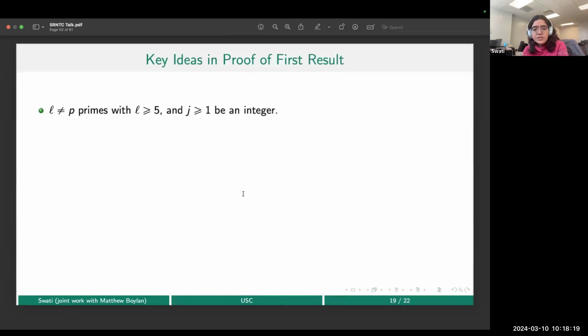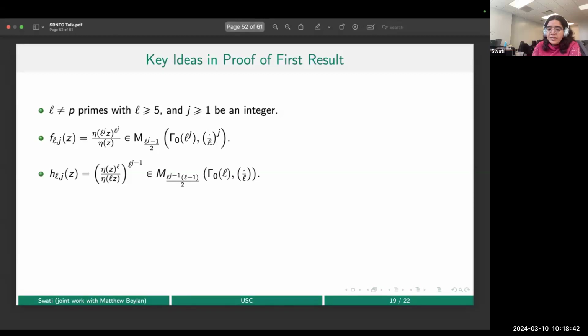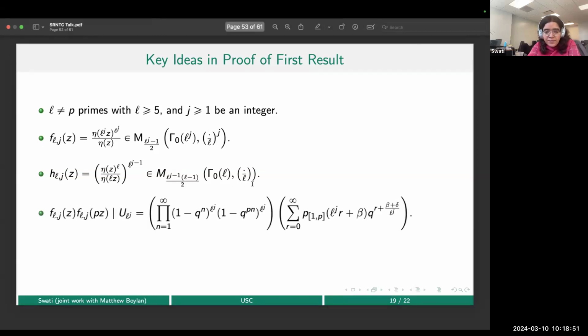So I'd like to discuss the main ideas which went into the first result. Again, we are in the setting that L and P are distinct primes with L at least 5, and J a positive integer. So we consider this modular form of weight (Lj minus 1)/2, level Lj, and that's the character. We take into account another modular form of, again, this weight, level L and character chi mod L.